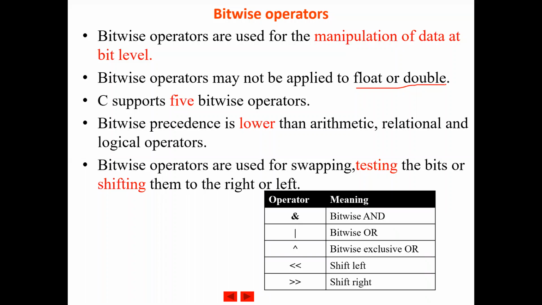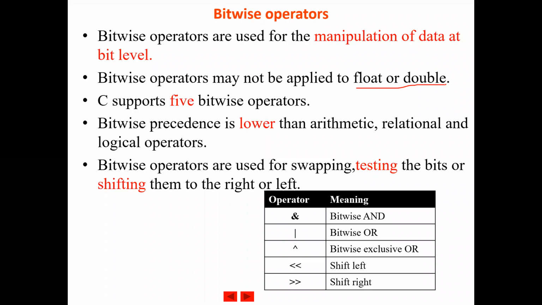Bitwise operators are used in applications for swapping at the bit level, testing the bits, and for shifting. This is mainly used in computer networks, to detect damage in the data received in packets. For that, we will be making use of the bitwise operators. So it works at the bit level. You will not understand these applications now, but for the time being, you can just list them out.